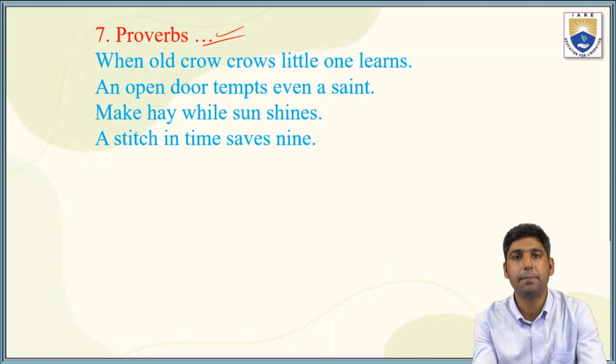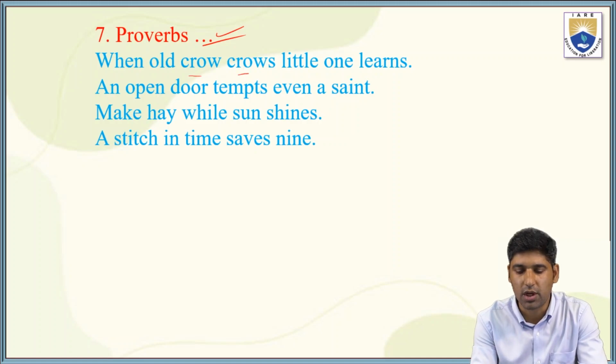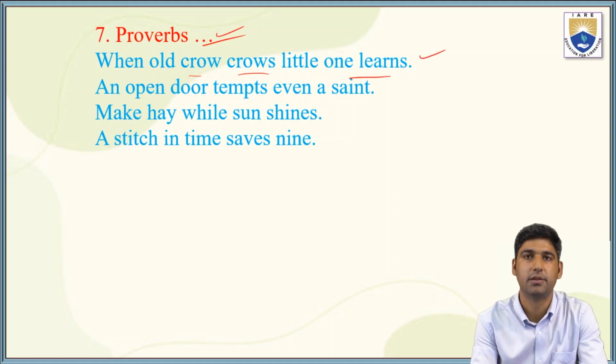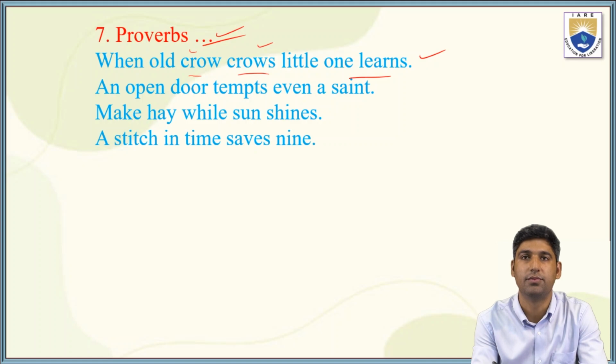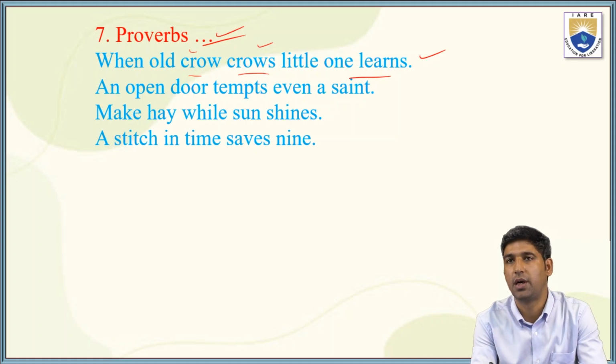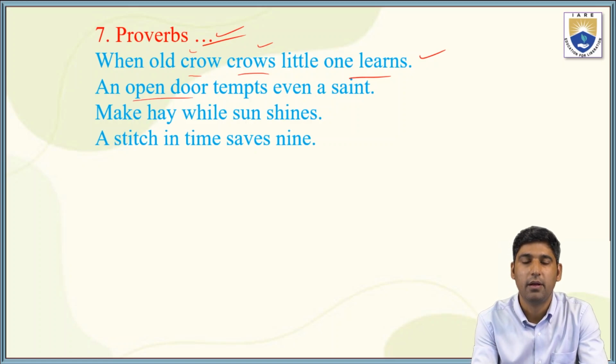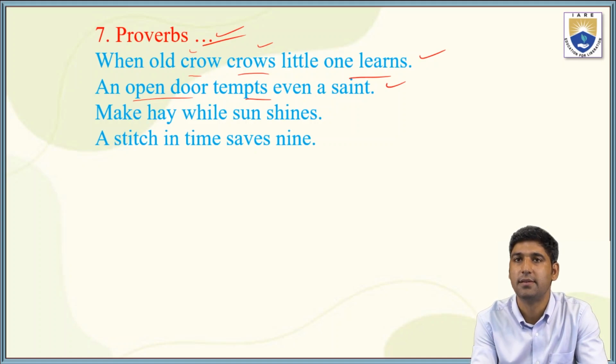We write proverbs in present indefinite form. See, when old crow crows, little one learns. Old crow is the subject and verb is crows. When old crow crows, little one learns. An open door, noun, tempts even a saint. Tempts, verb first form plus s.